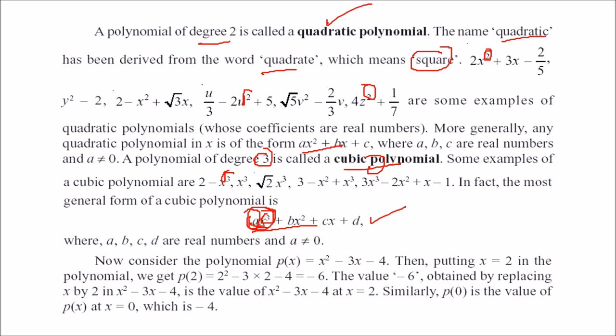Now, if I place some value at x, let us place x equal to 2 here. We say p(x) is our polynomial, and we place 2 at each and every place. So p(2) becomes minus 6. Now, how about p(0)? If we place x equal to 0 here, it will be minus 4.